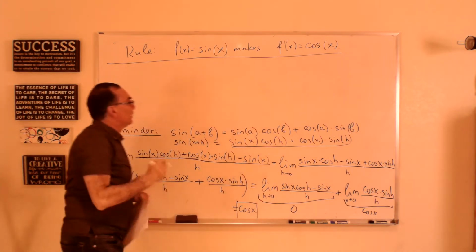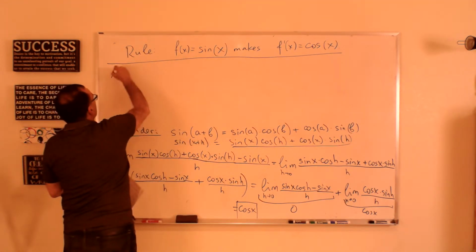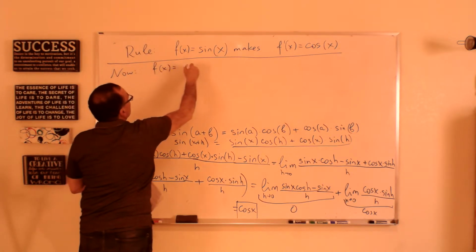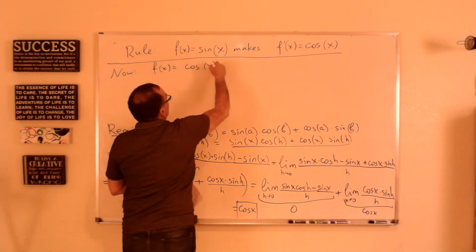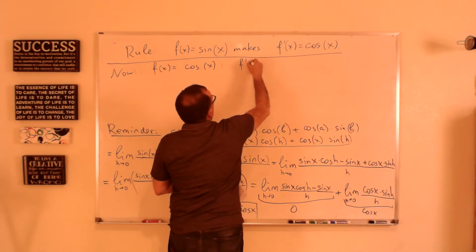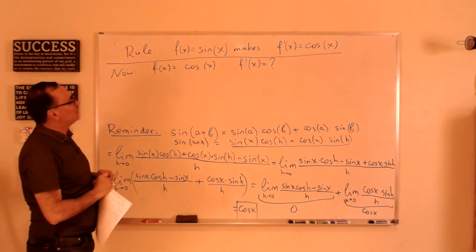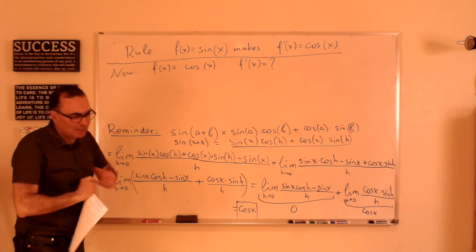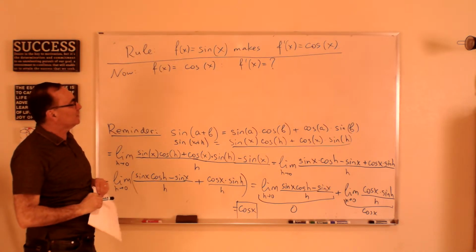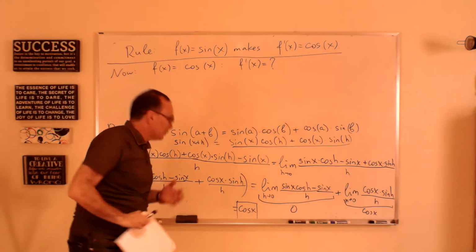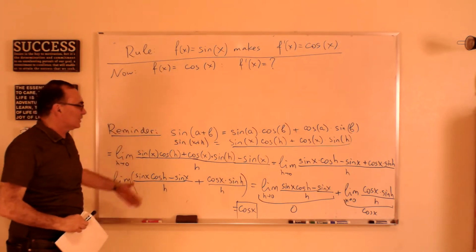Now I want to explain one more formula. Let's say f of x equals cosine x. What is the derivative then? Now you may think by association that maybe the derivative is equal to sine x, but no, it's not so. In fact, the derivative equals negative sine x. And how do you know that? You don't know that until you actually work it out the same way.